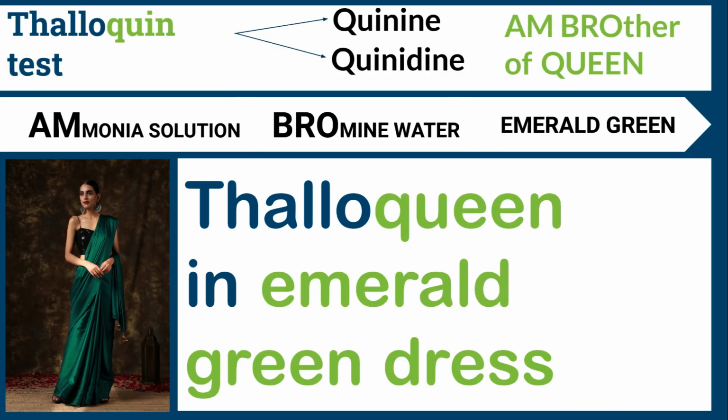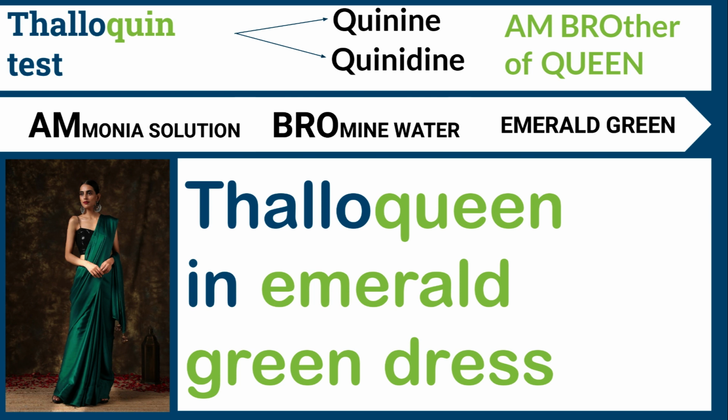Next specific chemical test for alkaloid is the Thalleioquin test. Thalleioquin test is for quinine alkaloid and quinidine alkaloid. How can we remember this? The quin of the Thalleioquin test denotes quinine and quinidine.